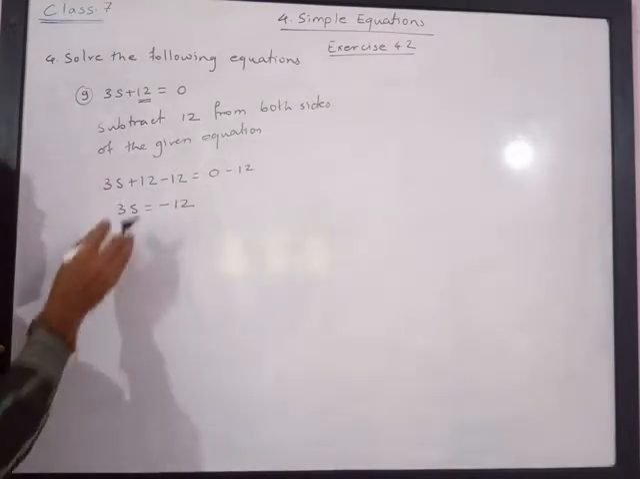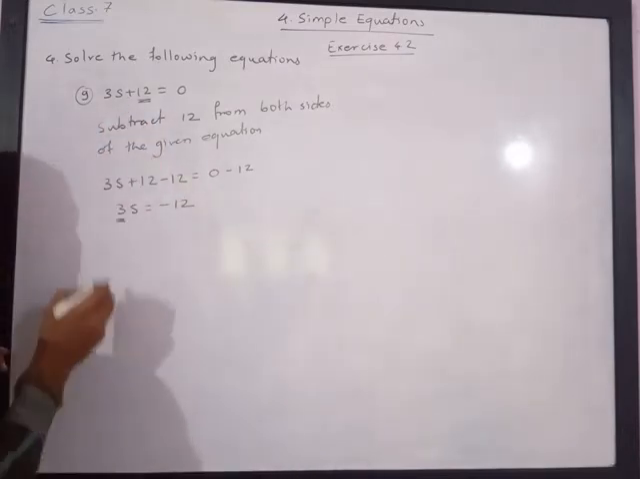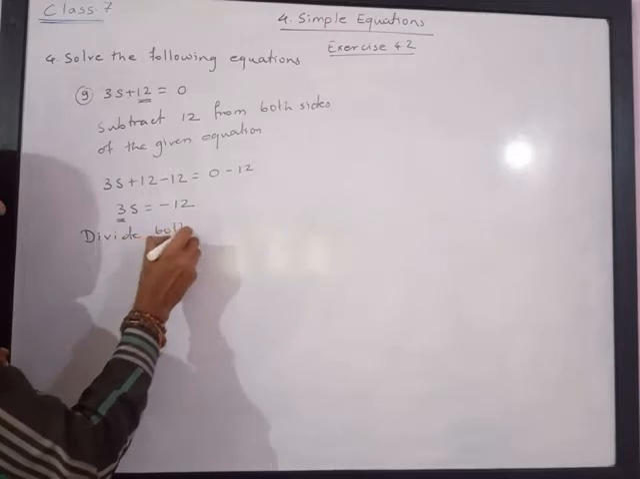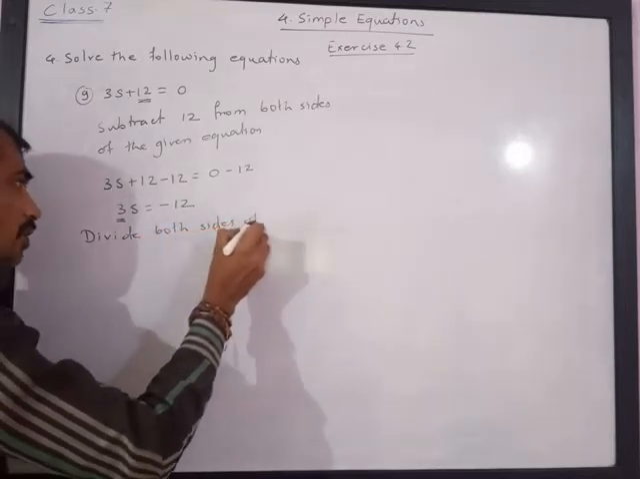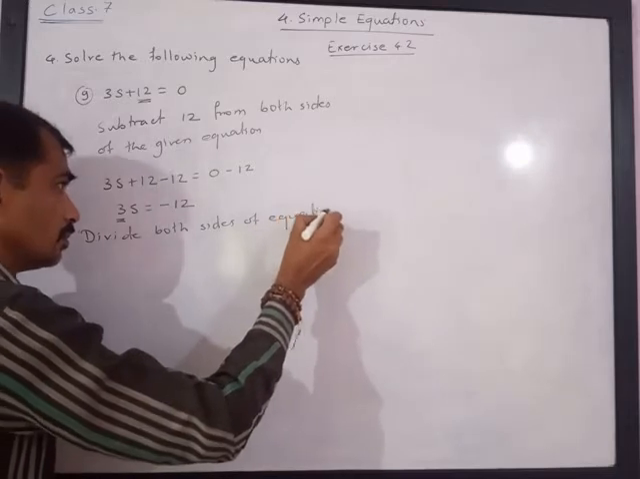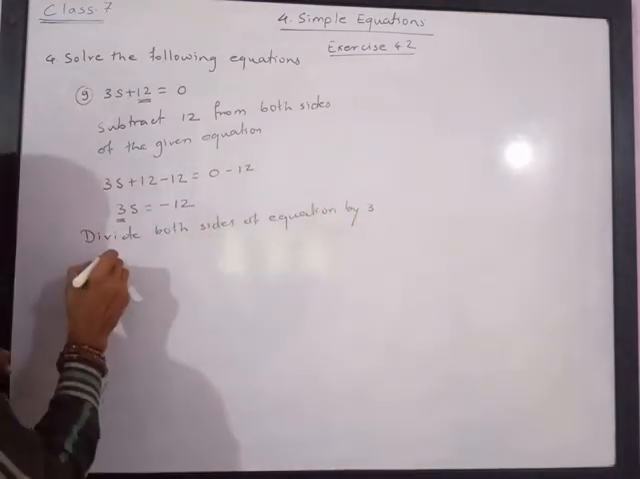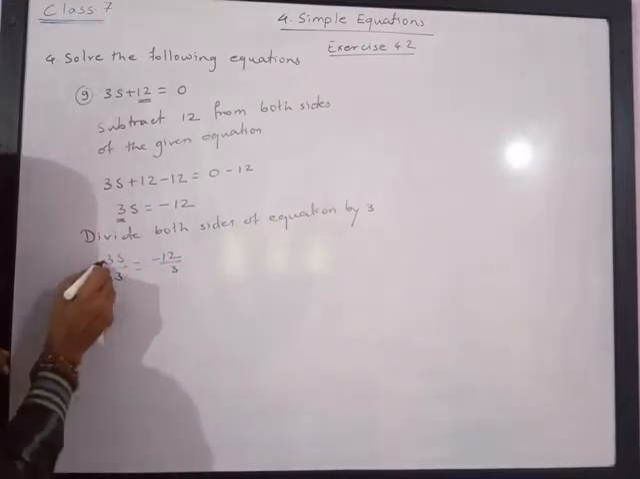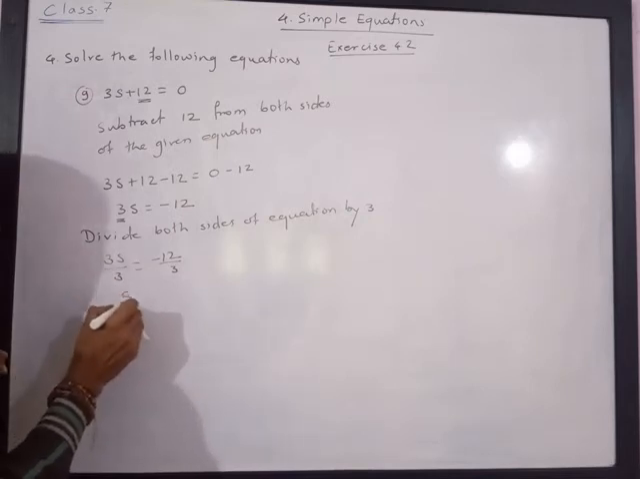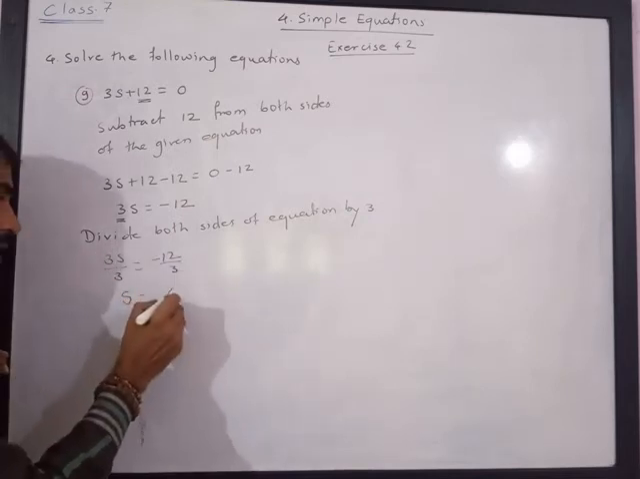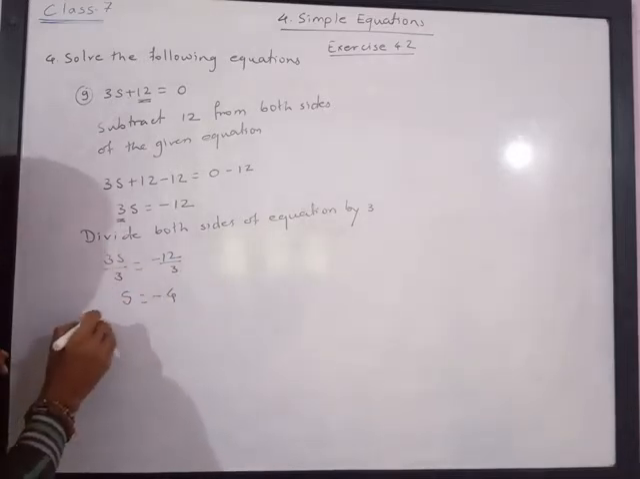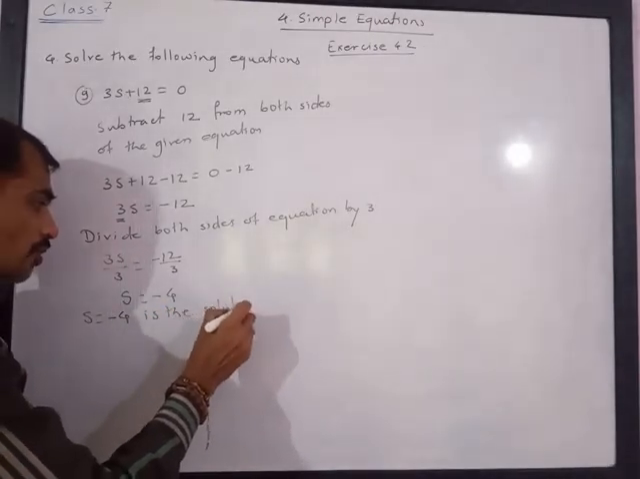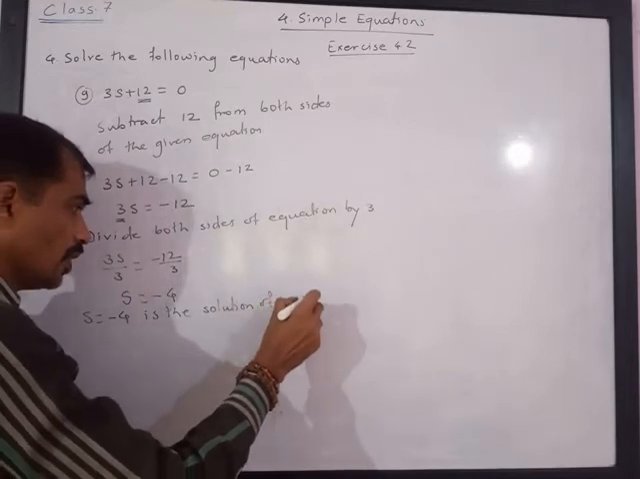Now again one more number left. So we have to use the second step. This is multiplication, so we have to do the opposite operation. Divide both sides of the equation by 3. So we will get 3s upon 3 is equal to negative 12 upon 3. This 3 will eliminate. 3 ones are 3, 3 ones are 3. So we will have s is equal to, 3 4s are 12, negative sign as it is. So we have got s is equal to negative 4 is the solution of the given equation.